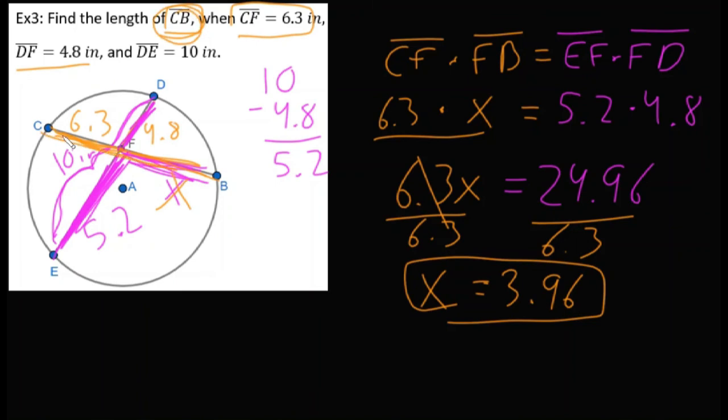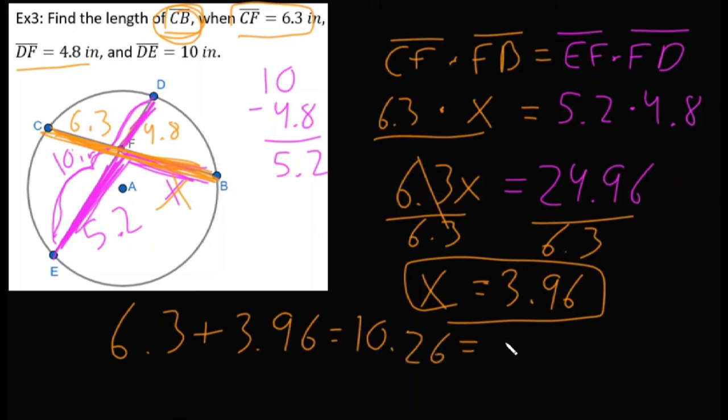And we notice that CB is this entire line, where this first part, CF, is 6.3 plus, and since FB is just X, well, of course, we're going to write plus 3.96. And when we add these two things, 3.96 plus 6.3, well, that's going to give us 10.26. And that will equal the entire line CB.